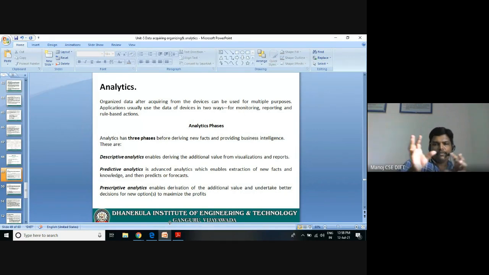So this is the overview regarding analytics. Analytics means organizing the data. Whatever information we grabbed from these devices with the help of sensors fixed in them, these devices are responsible for acquiring the data. With these acquired data, after acquiring, we need to organize the data.